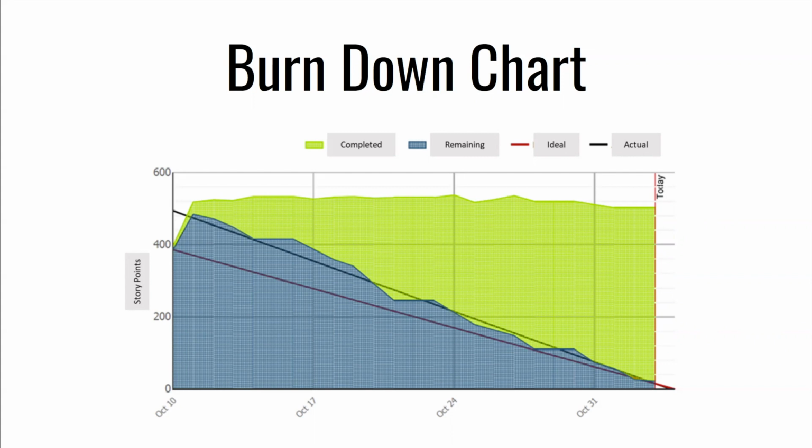Now, the important thing to look at in this burn down chart is that you've got 4 different things that you're looking at. Actually 5, one's kind of hidden. But the 4 are the completed items in green, the remaining items to be done in blue. You've got an ideal track, which was at the beginning of this sprint specifically.